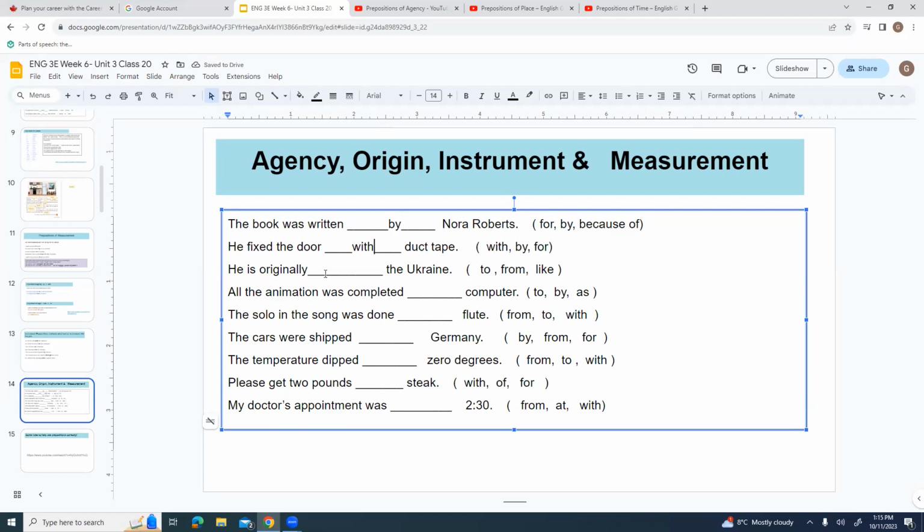He is originally blank the Ukraine. He is originally to the Ukraine, from the Ukraine, or like the Ukraine. Definitely from, because it's showing his origin, where he's from.